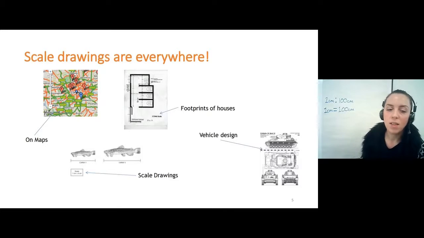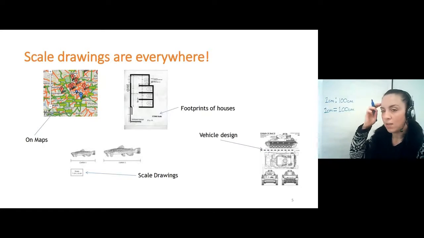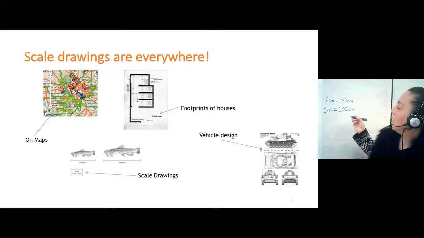So the ratio 1 centimetre to 100 centimetres means that for every 1 centimetre on the scale drawing, the length will be 100 centimetres in real life. So this is one thing we're going to go through today. I'm going to repeat myself quite a lot because it's a way to obviously help you to understand further.